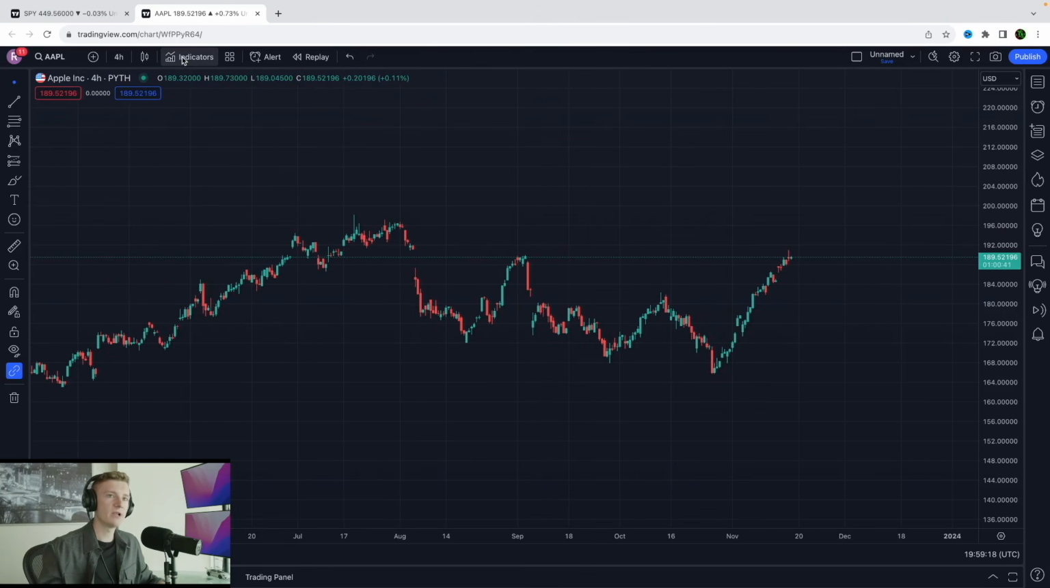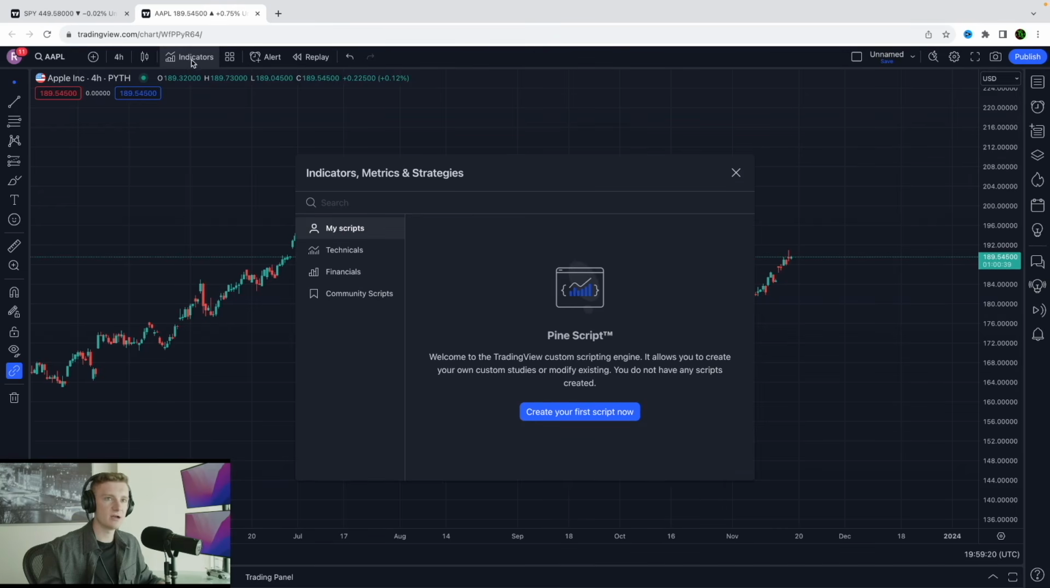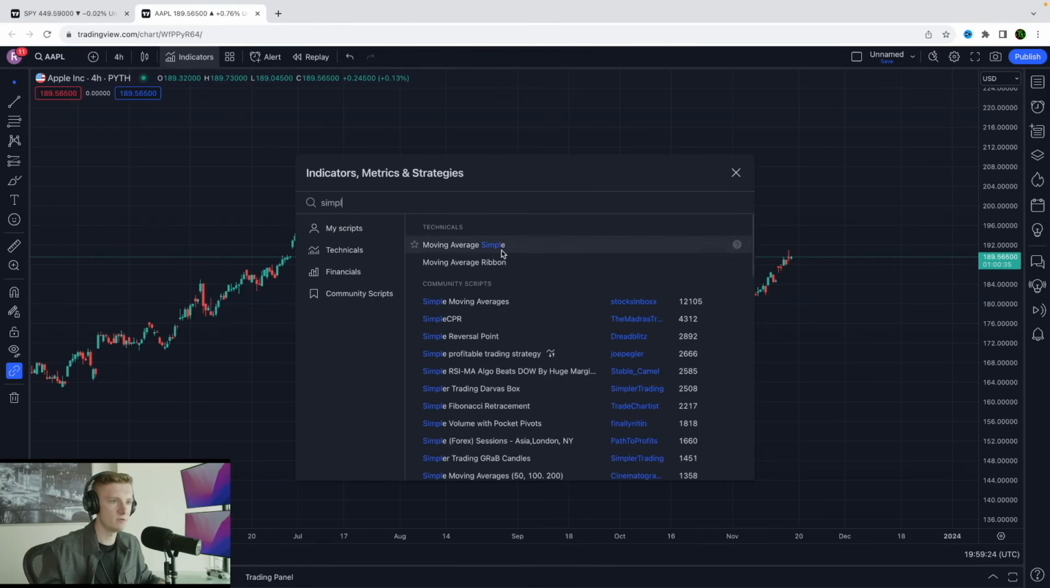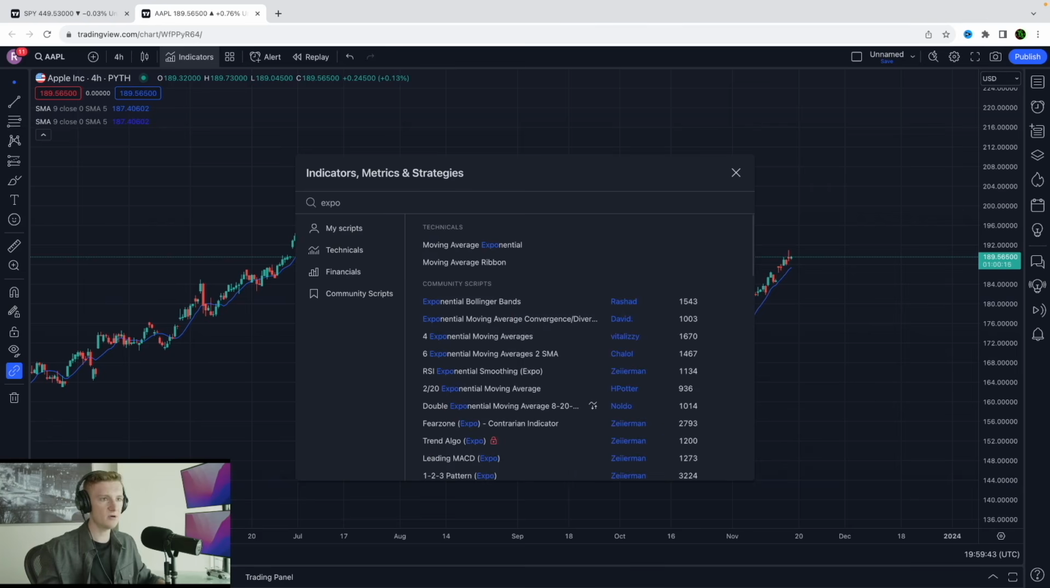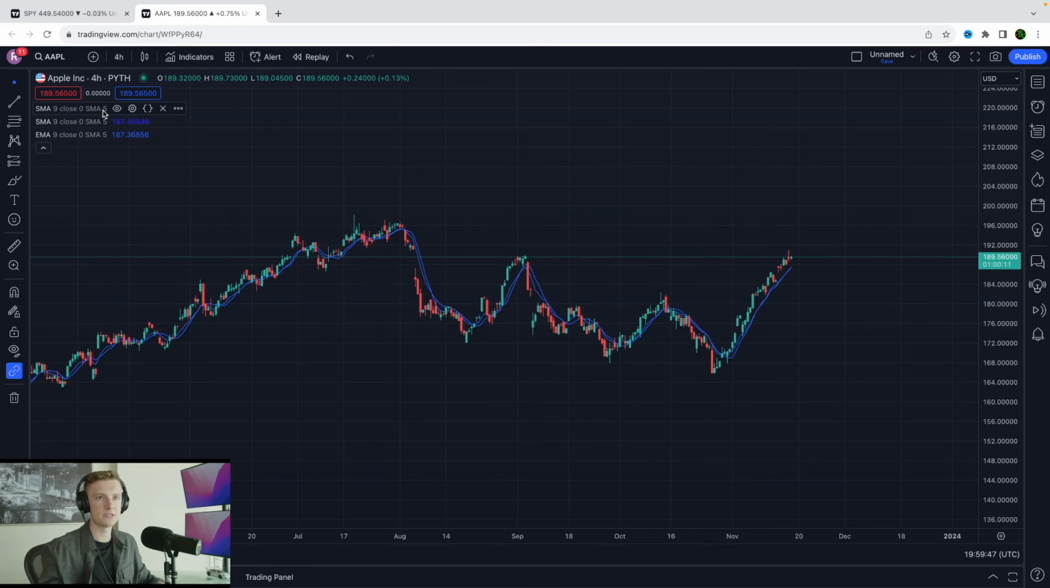Now we want to apply our moving averages. So if we just click on indicators, okay, we then type in simple, we should see moving average simple. Okay, so click on that once, click on that twice. Now we've got our 2 SMAs, and then we want our exponential moving average. Just type in expo and you can see moving average exponential. Just click that once. And now we want to go and edit these.